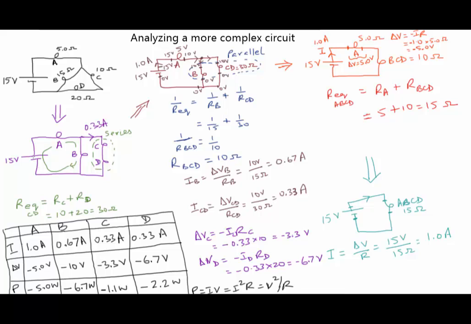I can do the same by going through this outer loop. I gain 15, drop 5. By the time I go through C, I drop 3.3. I'm left at 6.7. By the time I go to D, I drop 6.7. I'm back to 0, so that works out. All right, let's call that a victory and be done with this problem here.